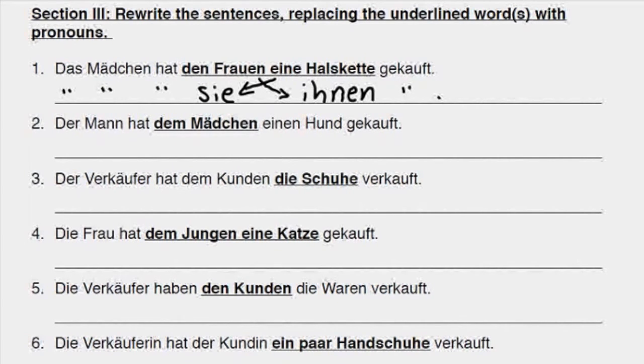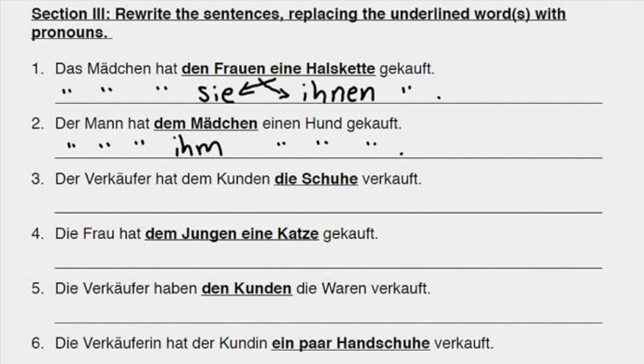In number 2 we have here, der Mann hat dem Mädchen einen Hund gekauft. Dem Mädchen is the only thing underlined, and it's also already first, so all we have to do here is use the pronoun ihm. Everything else in the sentence we can just use quote marks here. Everything else stays the same. In this sentence we have, the man bought the girl a dog. Nummer 3. Der Verkäufer hat dem Kunden die Schuhe verkauft. The salesperson sold the customer the shoes.